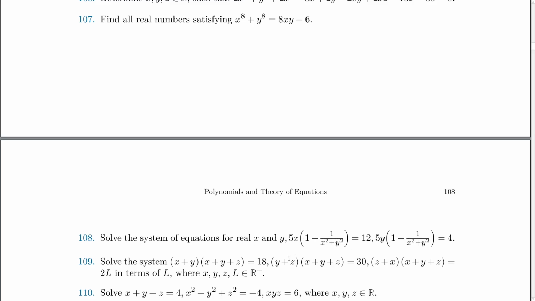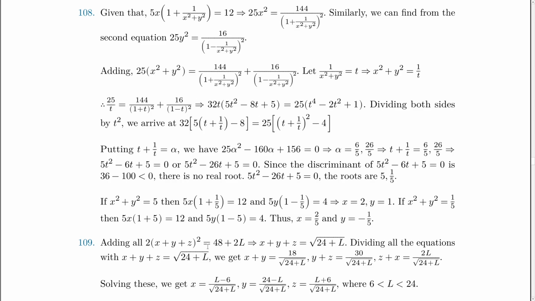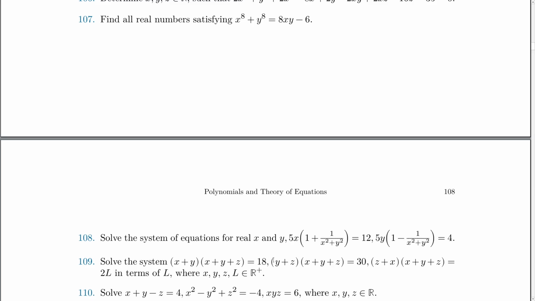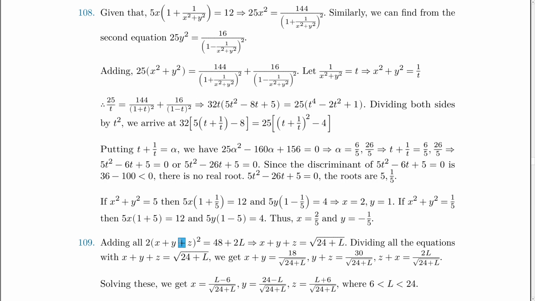All right, so how did we get to this? If we add y plus z, z plus x and x plus y, we get 2x plus 2y plus 2z. So the left hand side becomes 2 into x plus y plus z whole square, which is equal to this. So x plus y plus z is equal to square root of 24 plus L.